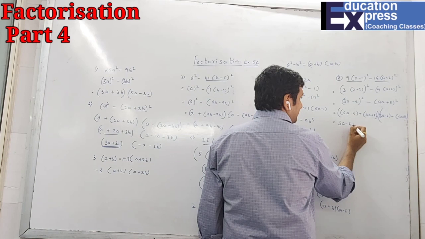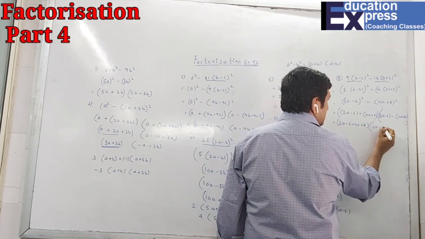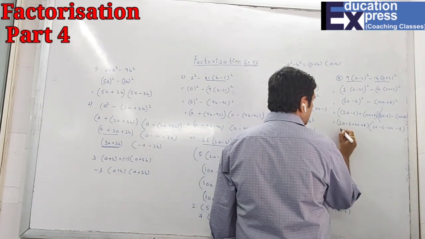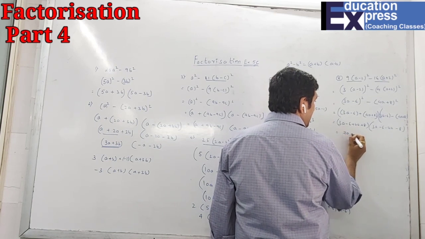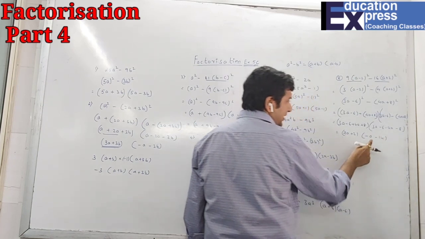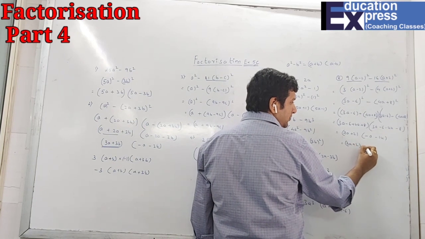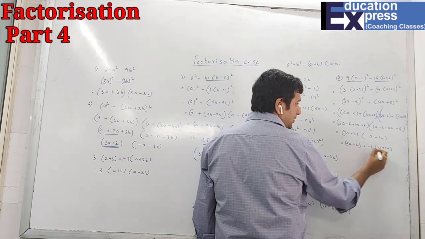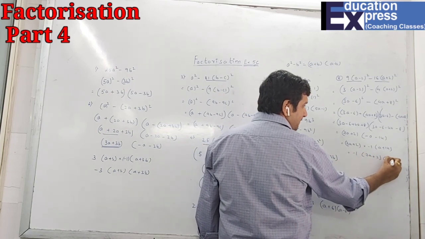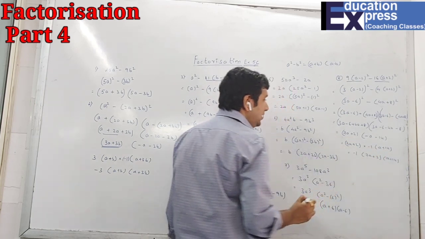Open the brackets. 3a plus 4a is 7a, plus 2, minus a minus 14. Students, again negative. So what I have to do for negative? Take minus 1 as common, so this minus 1 comes ahead. Why? Because there is no number, the 1 into minus 1 is minus 1. And this is the answer for the 8th question.